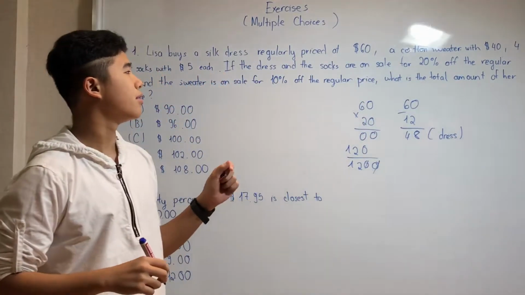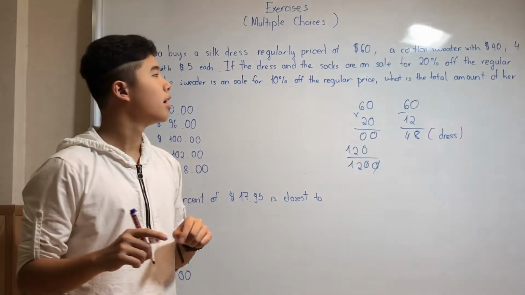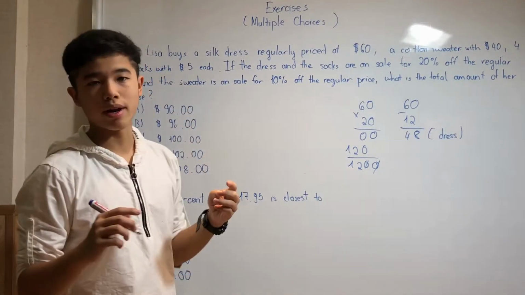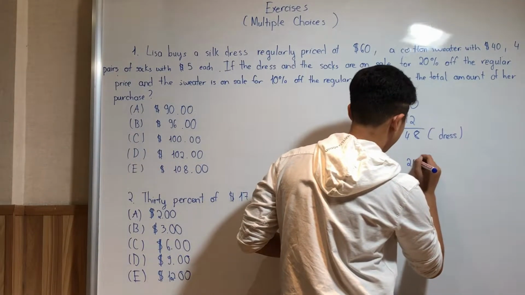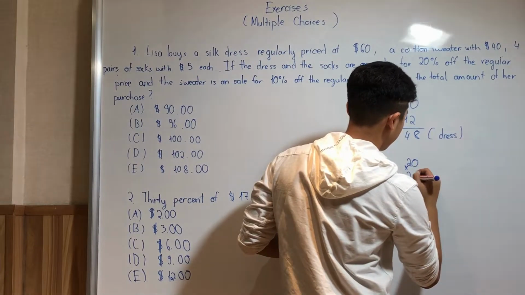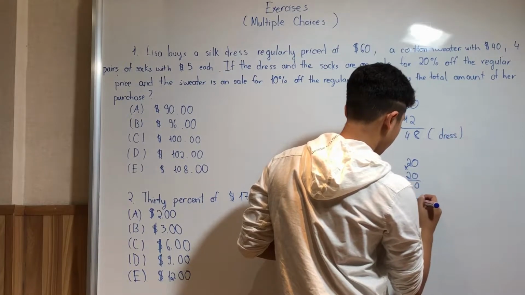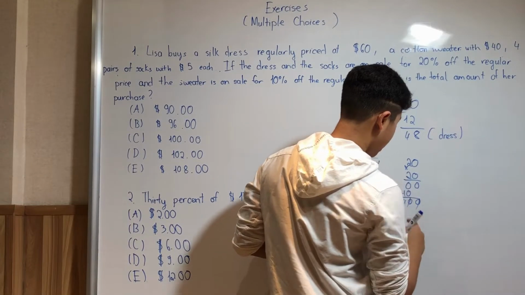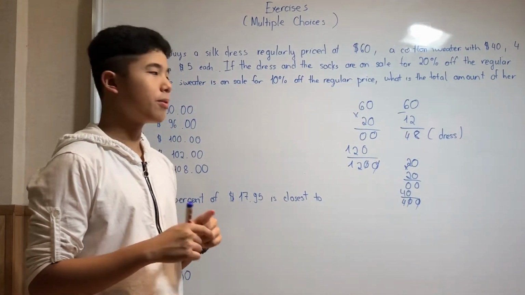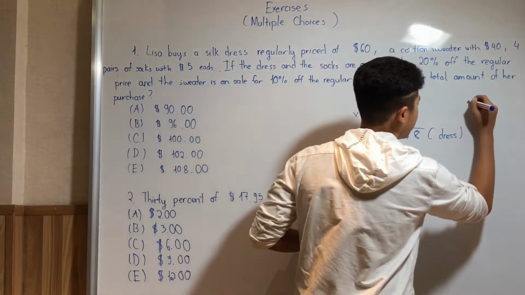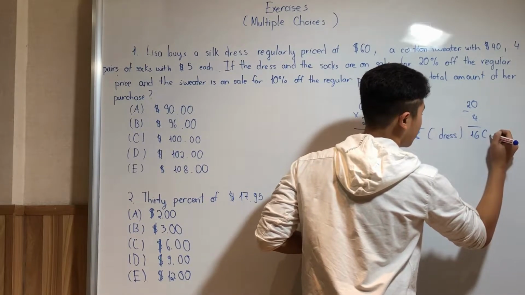Then let's find the 4 pairs of socks. First we take 5 times 4, that is $20 for 4 pairs of socks. Then we take $20 times 20%, and we get 4. So 20% of 20 is 4. Then we take 20 minus 4, which is $16 for the socks.